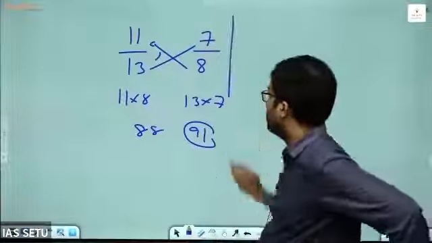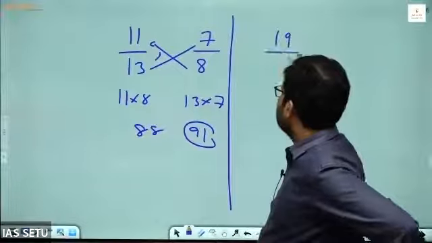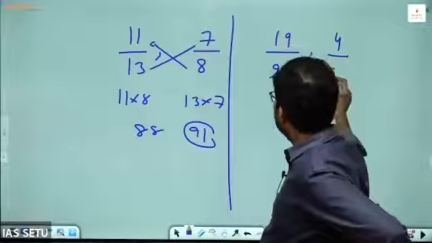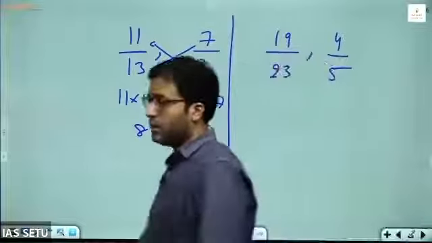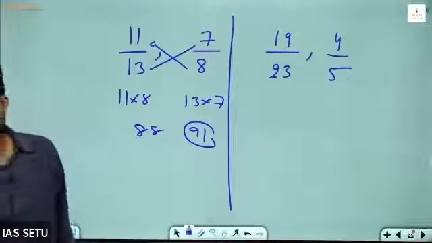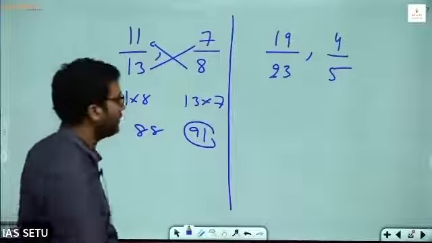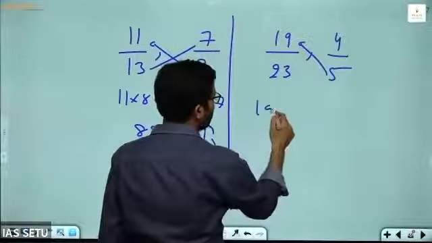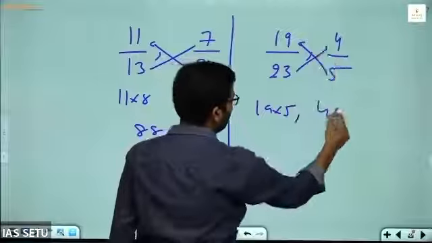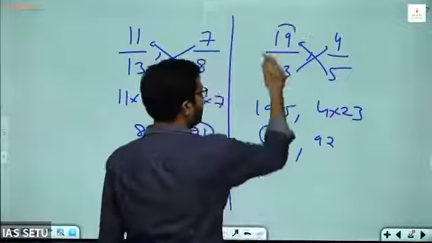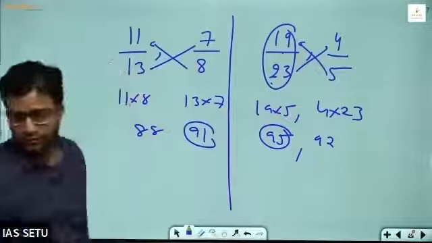चलो एक क्वेश्चन और कर लेते हैं। 19/23, 4/5. 19/23 and 4/5, which one is larger? Cross multiply, take 5 here, so it is 19 into 5. Take 23 here, 4 into 23, this is 95, this is 92, 95 is larger, so 19/23 is larger than 4/5.